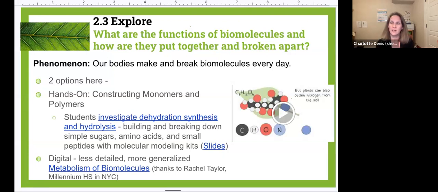Prior to COVID, I always had students do a building and breaking of biomolecules activity with physical models. So, building a glucose molecule, for example, out of a modeling kit, then attaching two glucoses together and recognizing dehydration synthesis, and then breaking those two glucoses apart and doing hydrolysis. Then contrasting what a glucose molecule looks like compared to a very basic amino acid, the different kinds of atoms that are in there.